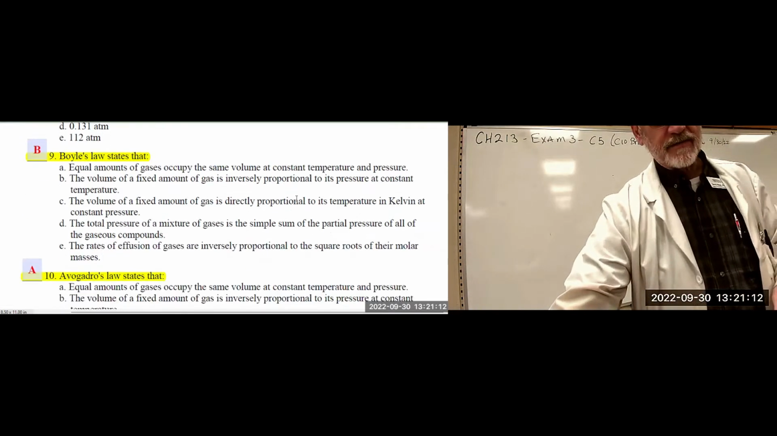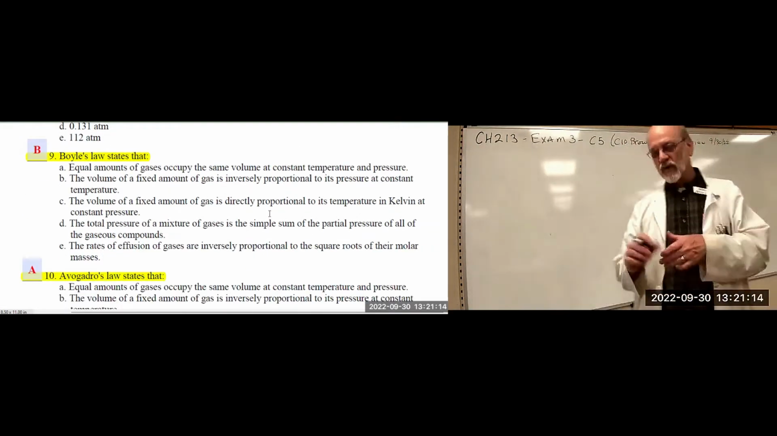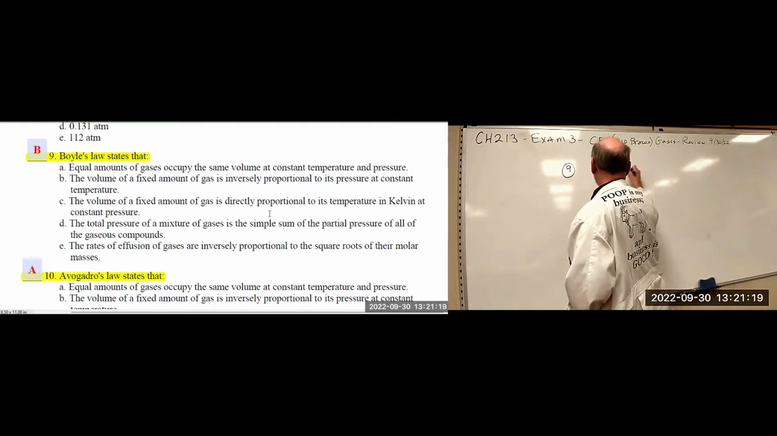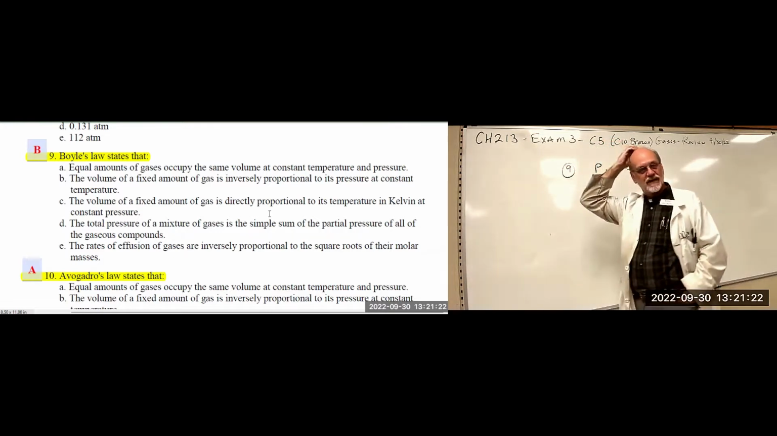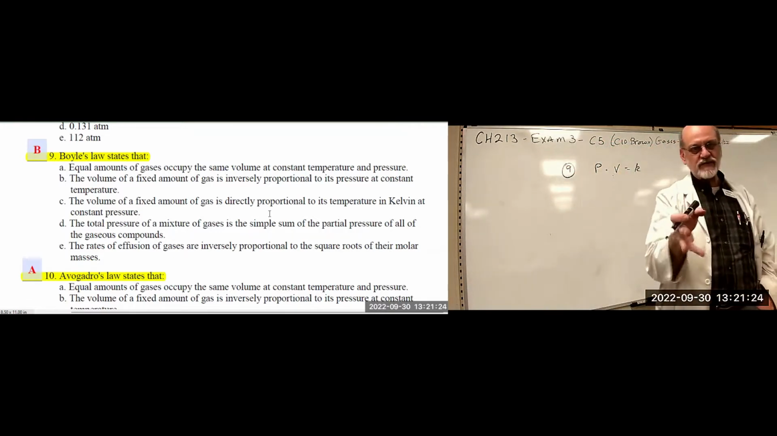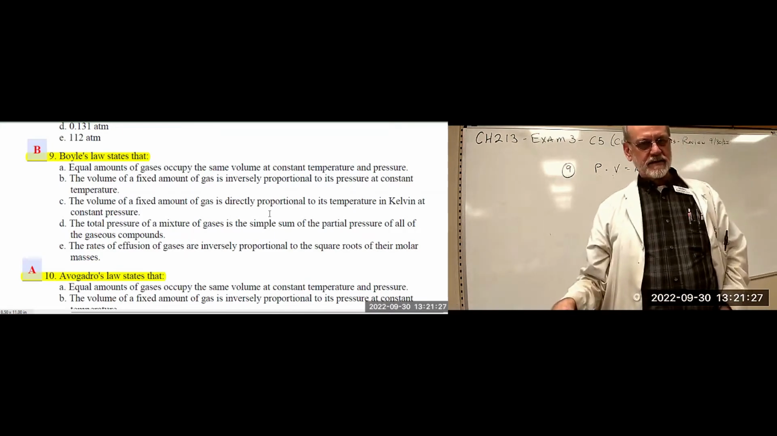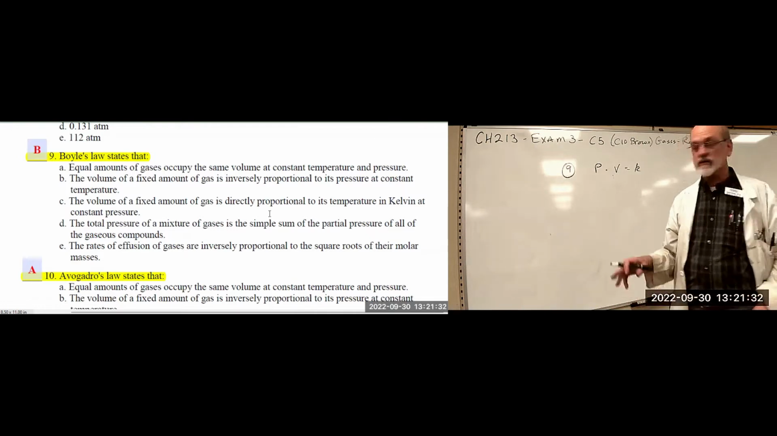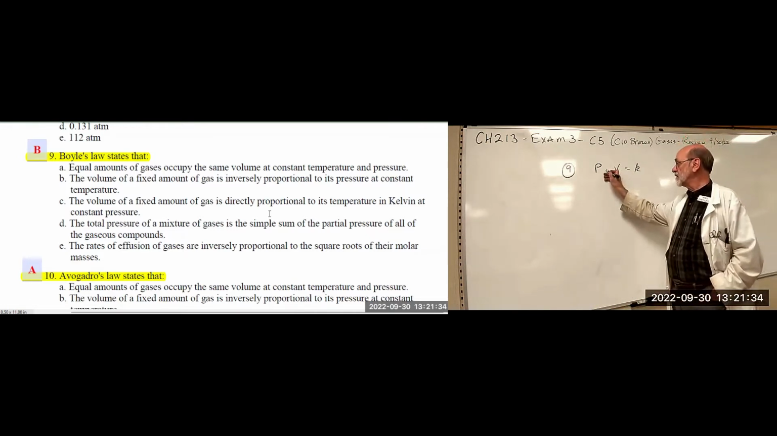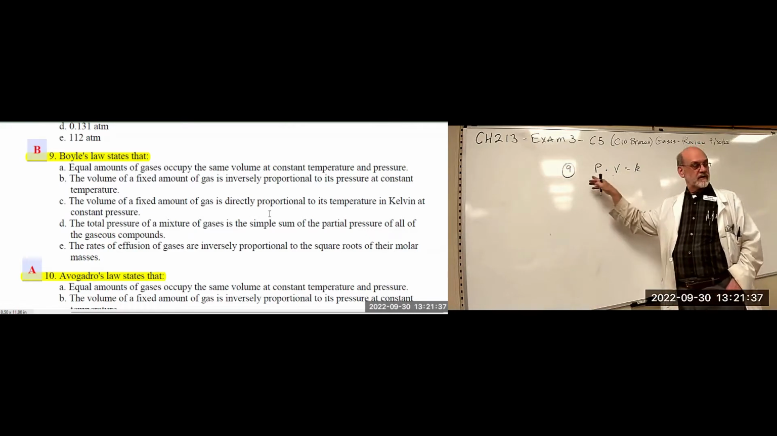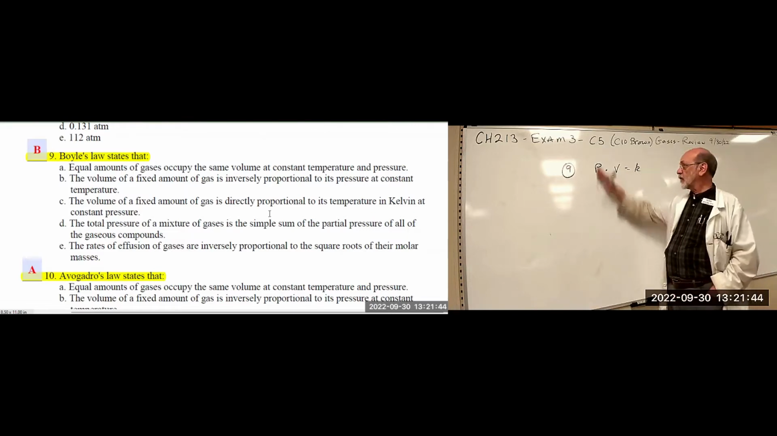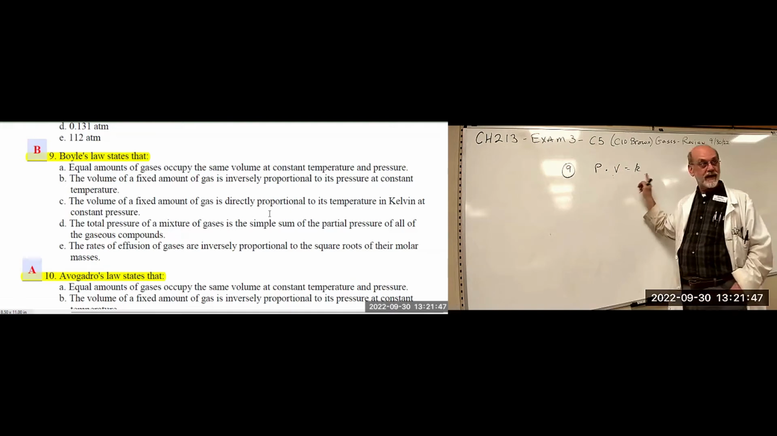Boyle's law states, right? Remember Boyle's law? Pressure times volume equals a constant. So we just have to find which one of these matches that. The volume of a fixed amount of gas is inversely proportional to the pressure at constant temperature. Whenever you see 2 variables that are product of each other equal to a constant, that is inverse proportion. If that one goes up, this one's got to go down in order to keep that constant.